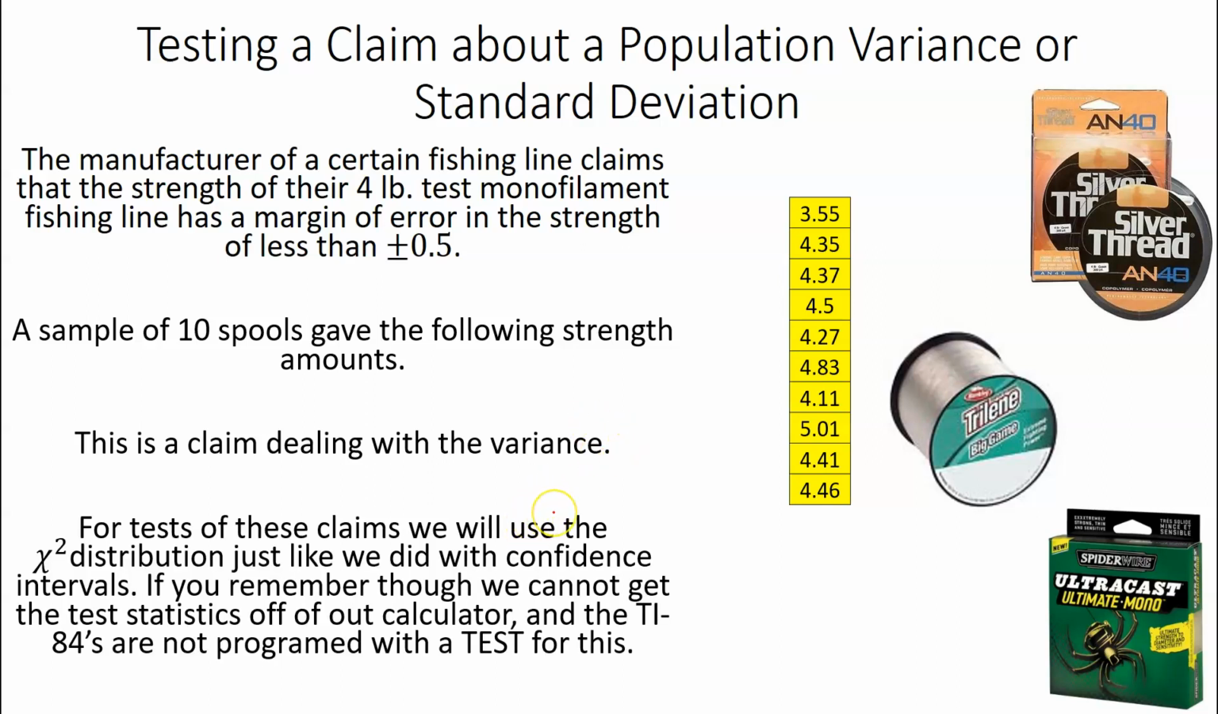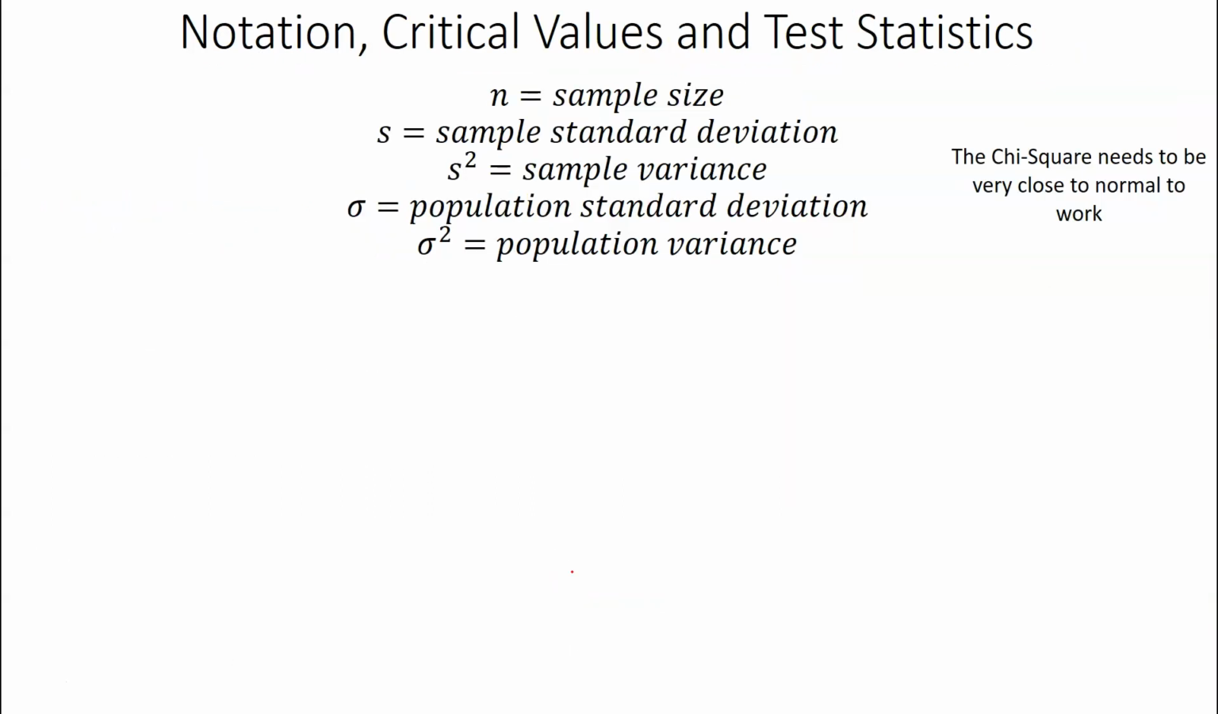For tests of these kind of claims, we have to use the chi-squared distribution like we did with confidence intervals. And again, we can't really use our calculators well for this, and you will have to use the table. If you need to pause, that's Chapter 7, Section 5, and review how to use that table. I will be using it today, but I don't go into all the details about it. So when we do this, like I said, we actually have to use the traditional method of testing hypotheses.